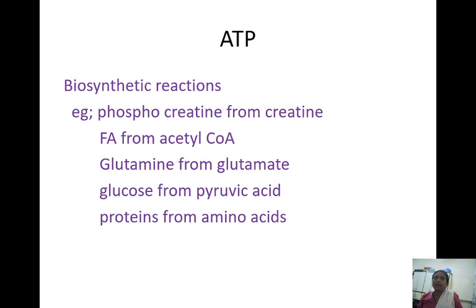For example, for the formation of phosphocreatine from creatine, and for the synthesis of fatty acids from acetyl-CoA, ATP is required. ATP is also required for the formation of glutamine from glutamate, for the synthesis of glucose from pyruvic acid by gluconeogenesis, and for the formation of proteins from amino acids. So for all the biosynthetic reactions, energy is required, which is provided by ATP. And these are all the examples.